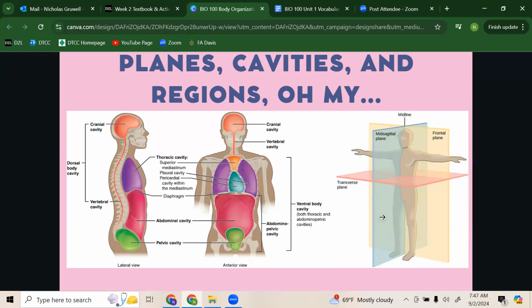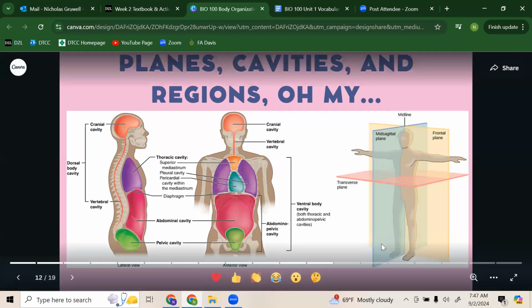So mid-sagittal is only when it's directly down the midline. Our sagittal planes give us right and left. Our frontal plane gives us front and back. And then our transverse plane is going to be top and bottom.